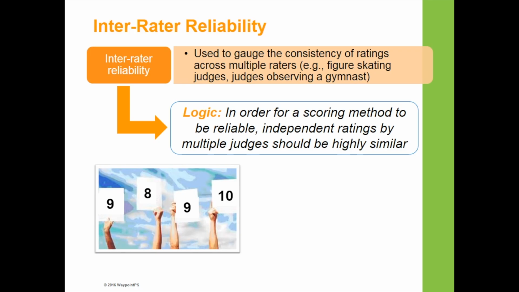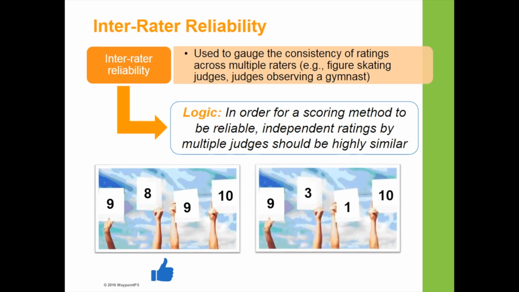Let's say this is at a figure skating competition. You have 4 judges who gave 9, 8, 9, and 10. Assuming that this scale goes from 1 to 10, this particular performer did an outstanding job, and what we're looking for is not necessarily high or low scores here, but the consistency across the judges. So here we can see that 9, 8, 9, and 10 is fairly consistent. So we would expect a high inter-rater reliability here.